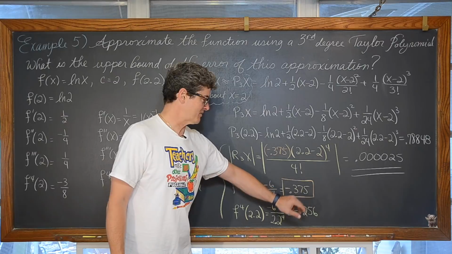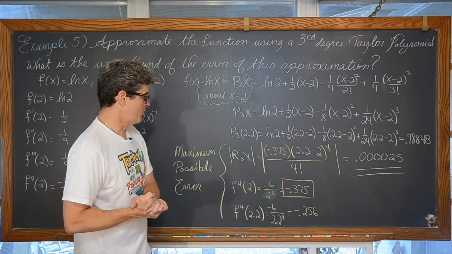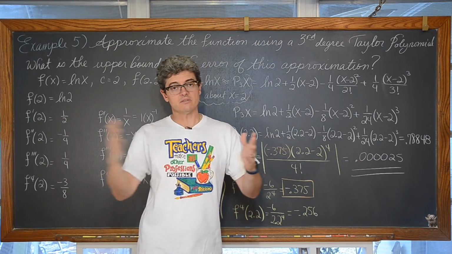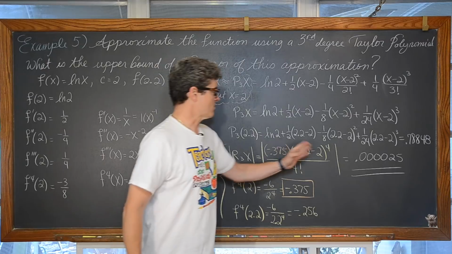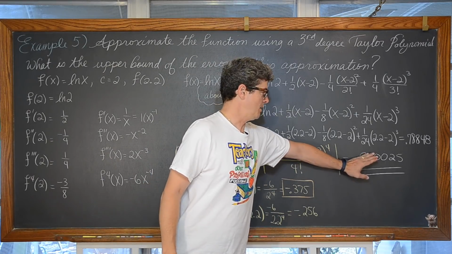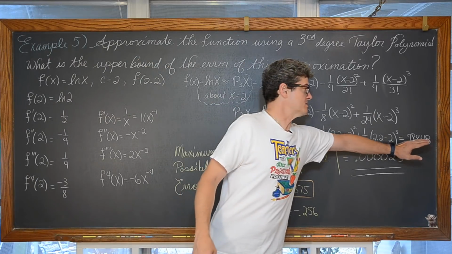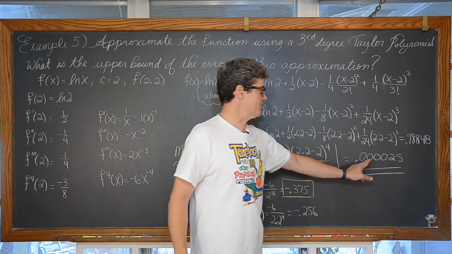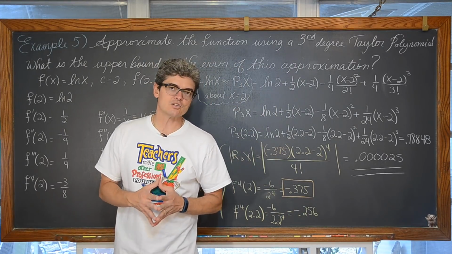Negative 3.75 is not truly larger than negative 0.256, of course, it's actually smaller, but in terms of absolute values, it is going to give the largest possible maximum error, and we are guaranteed that this number is no more than 0.000025 away from the actual value.